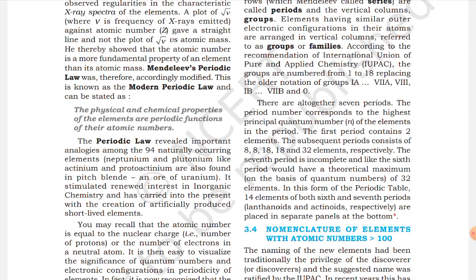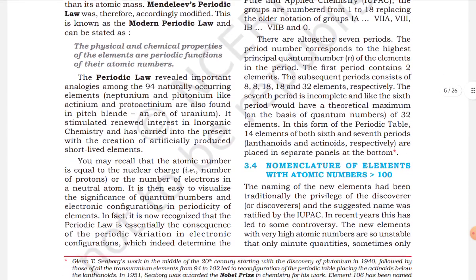The 7th period is incomplete and, like the 6th period, would have a theoretical maximum of 32 elements on the basis of quantum numbers. In this form of the periodic table, 14 elements of both the 6th and 7th periods, lanthanoids and actinoids respectively, are placed in separate panels at the bottom.